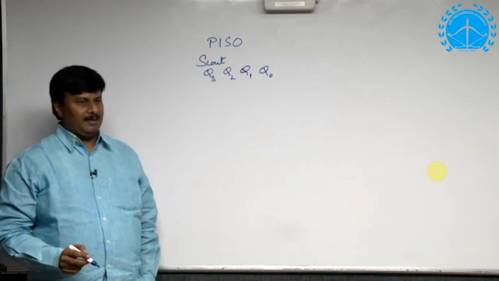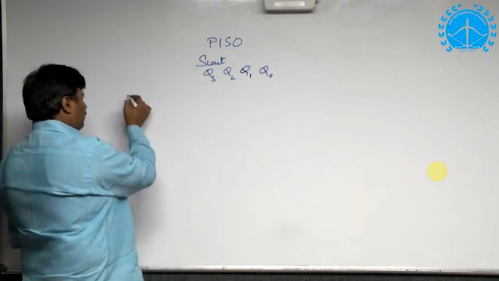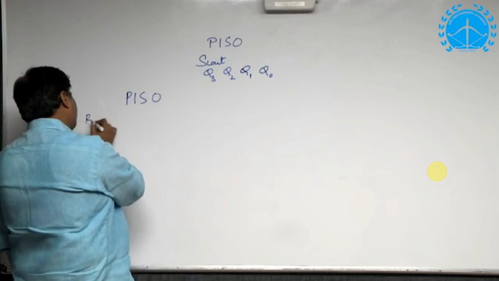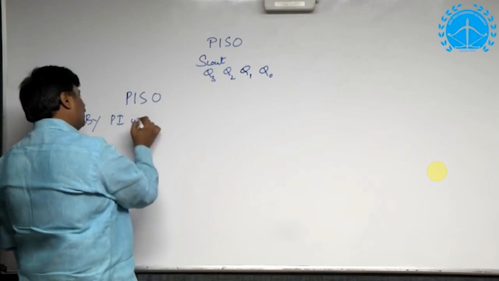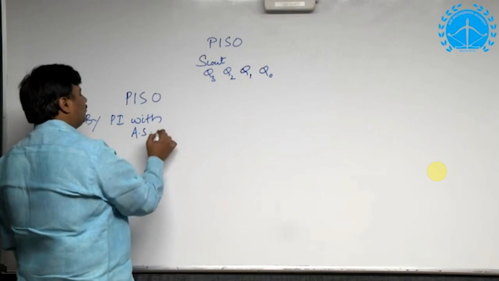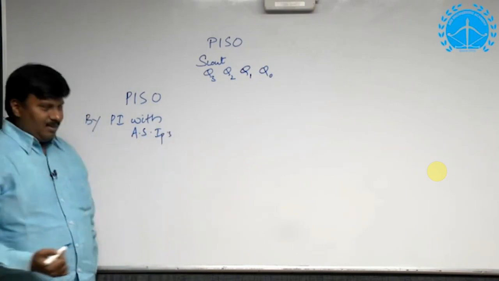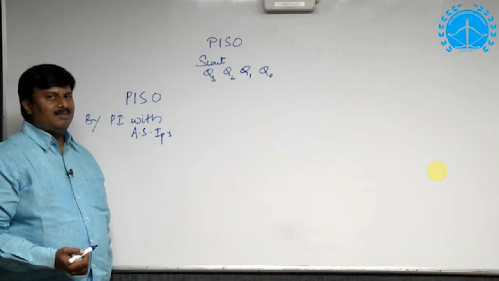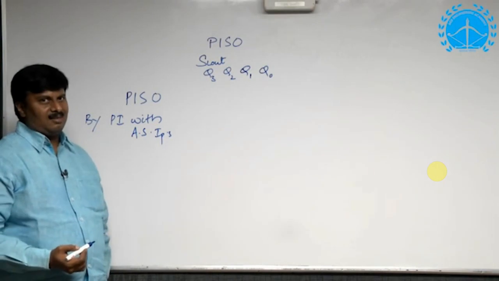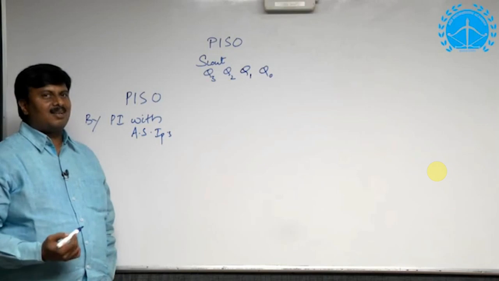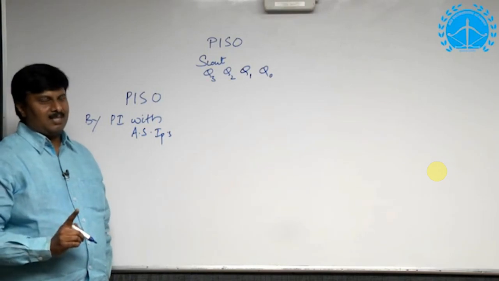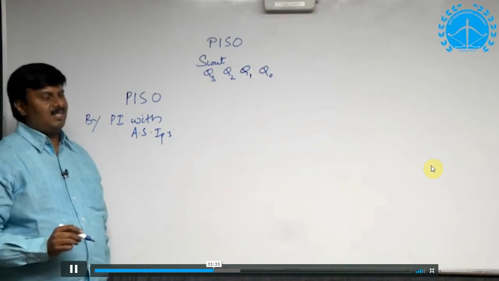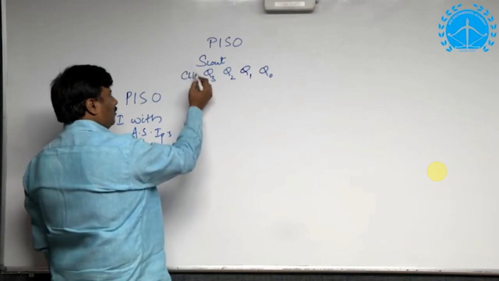Considering that as a statement, parallel in serial out has two options. Number one, PISO by parallel in with asynchronous inputs. Here is one statement: if it is with asynchronous inputs loading parallel in, we do not require the help of the clock. Loading with asynchronous inputs means using preset and clear. Only one must be used at a time because all those three are asynchronous inputs. So using preset and clear, loading parallel data, we don't require the help of the clock. So without any clock, we can load the data.